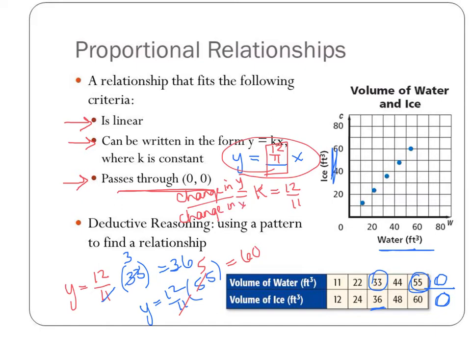Alright, so this is a proportional relationship, and just to mention, deductive reasoning is using a pattern to find a relationship. So this pattern here, this table, this graph, using the pattern to find the relationship. So that's what I just did to find this k value, is I used this pattern. And that's called deductive reasoning, to use some pattern, something that's been happening, to figure out some information.